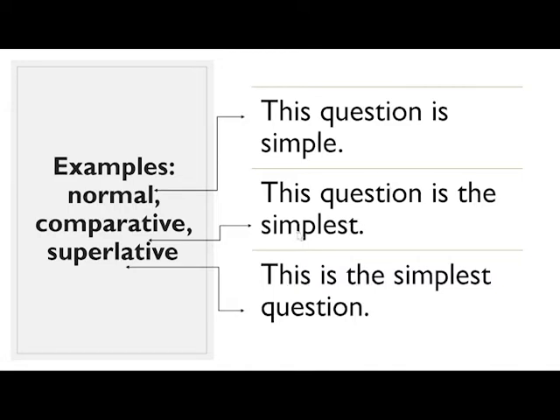But if you compare two questions, we say question 1 is simpler than question 6, for example. We compare only two nouns using the adjective comparative form.